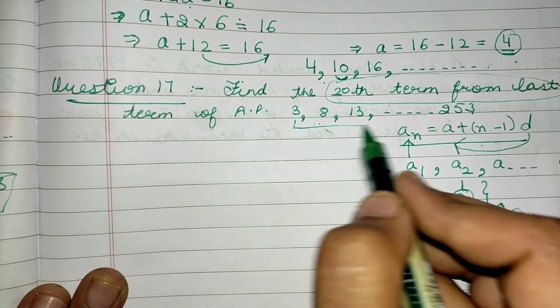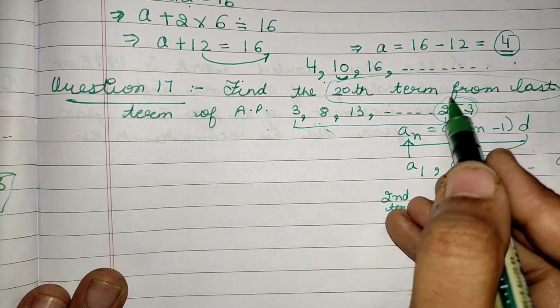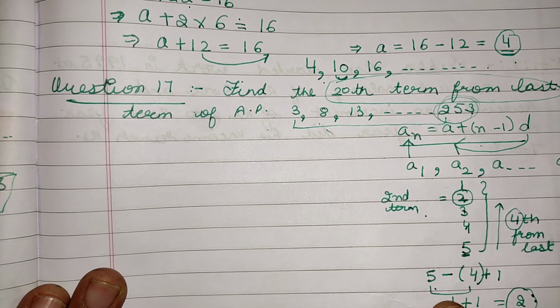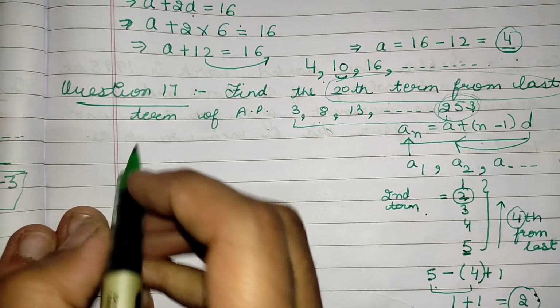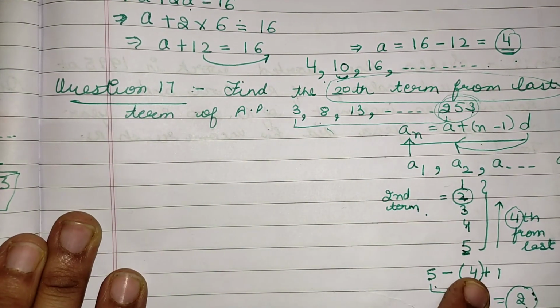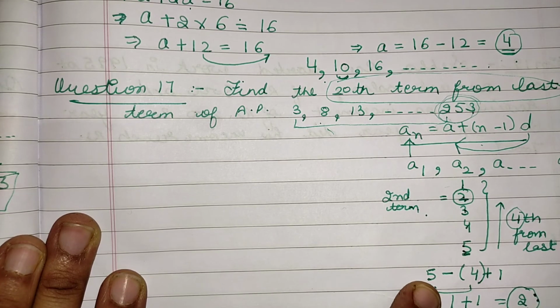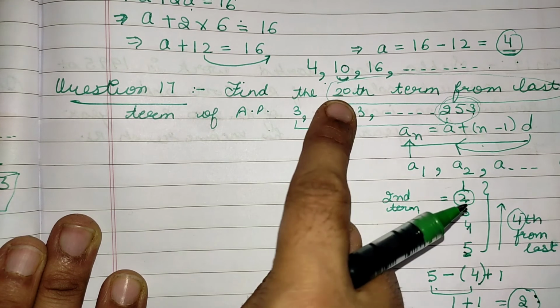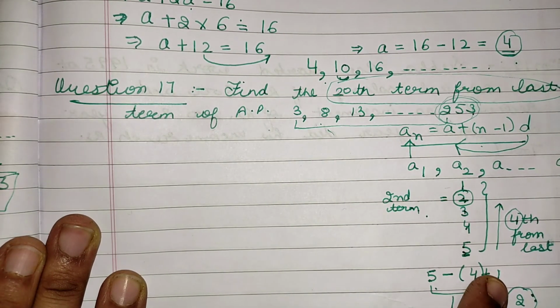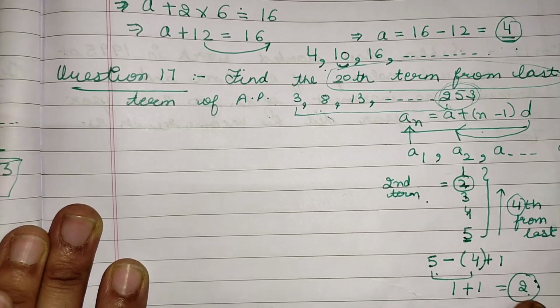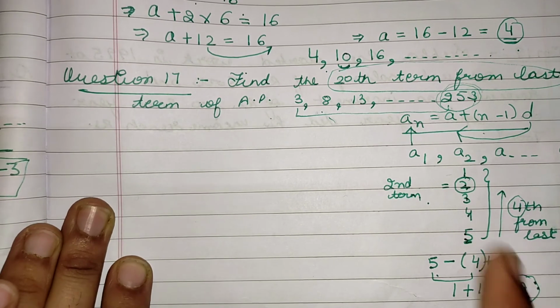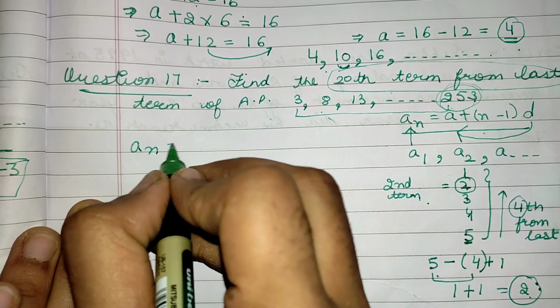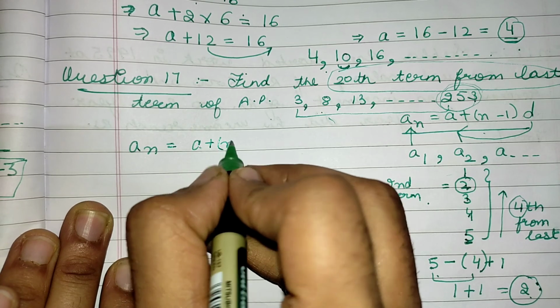For that, first I should know how many terms there are in the AP, because I am using 3 steps in this formula. First is how many terms are there in the AP. Second, the number from the last term, which I know is 20th, plus 1. Then I will get which term this is from the starting.